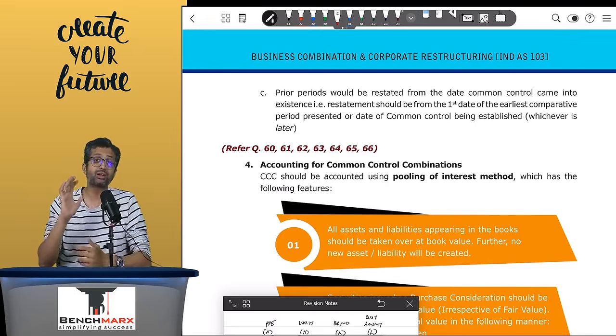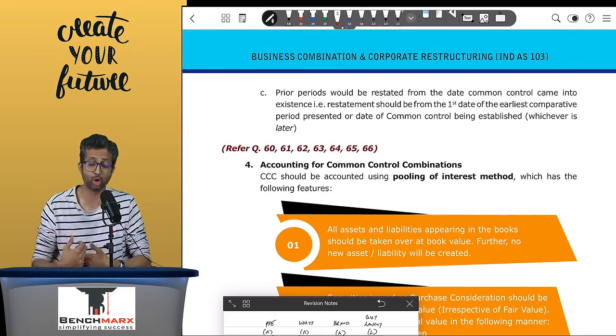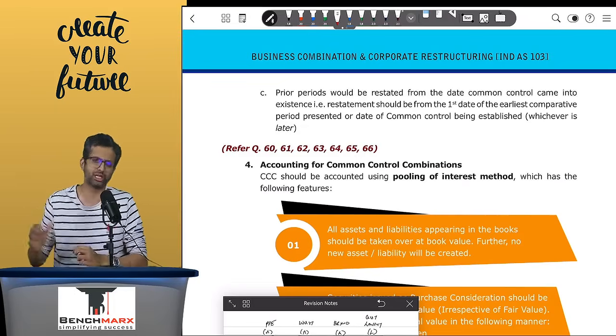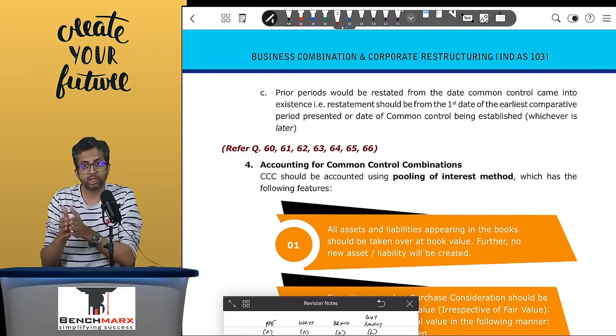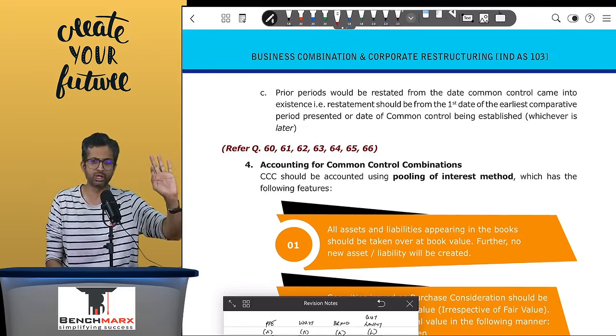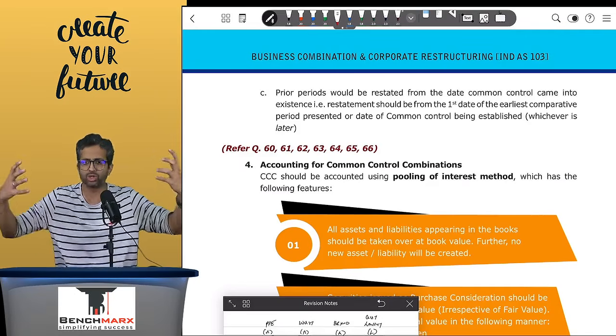But what is the heart of this method? Why are we even identifying a common control combination? Because in such a case, we will apply what is called the pooling of interest method. And under the pooling of interest method, you have 4 special characteristics. First, you will take over assets and liabilities at book values, not at fair values. You are just joining pooling of interest.